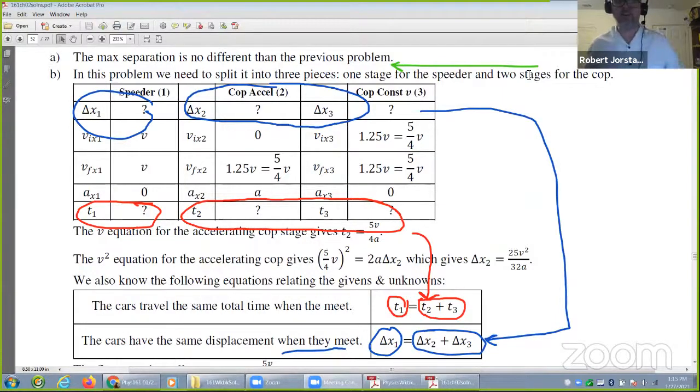Exactly. So we know that the cop is accelerating at constant rate all the way up to this speed. Since they reach max separation at V, I know the cop is accelerating the entire time until they hit max separation, plus even a little bit longer. So that's good. Nice job. All right, one more.